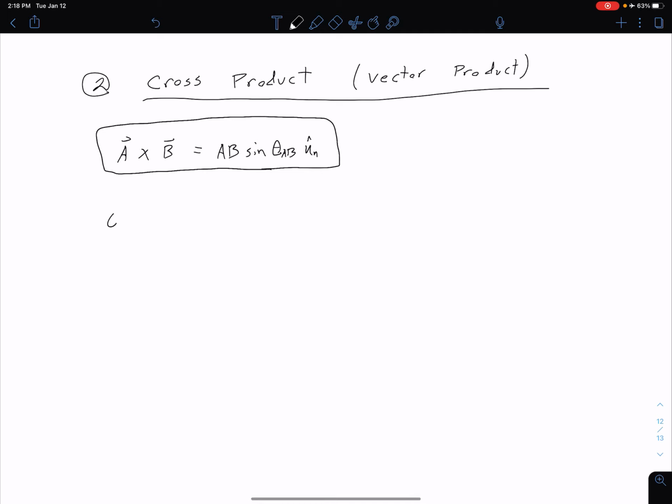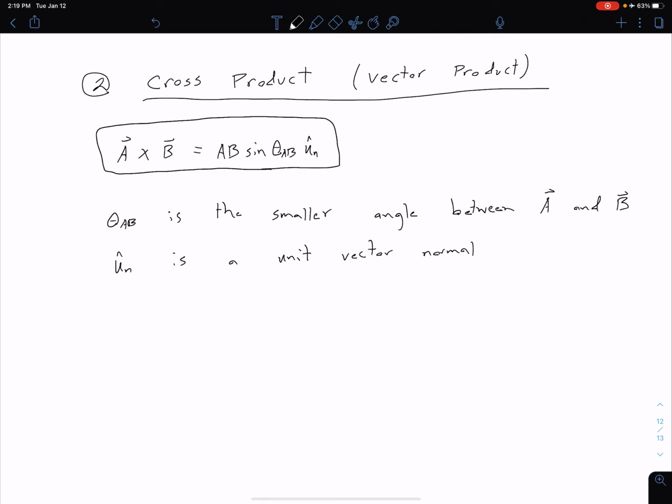Theta AB is the smaller angle between A and B. That's the same as what we saw with our dot product, the smaller of the two angles between A and B. So same basic idea as the dot product. And then our U sub n is a unit normal vector, or let's say it's a unit vector, which is normal to the plane containing A and B.